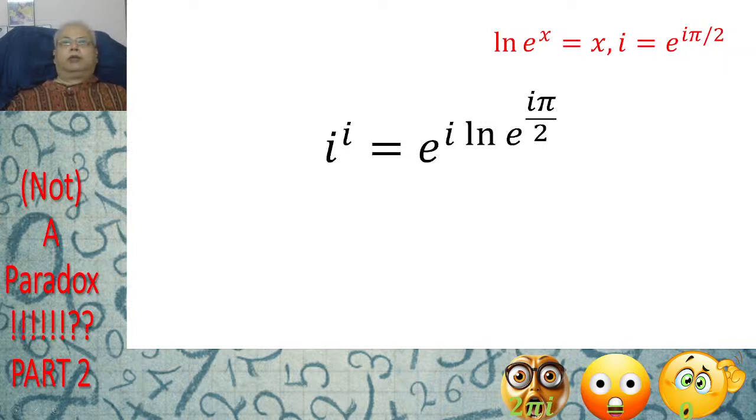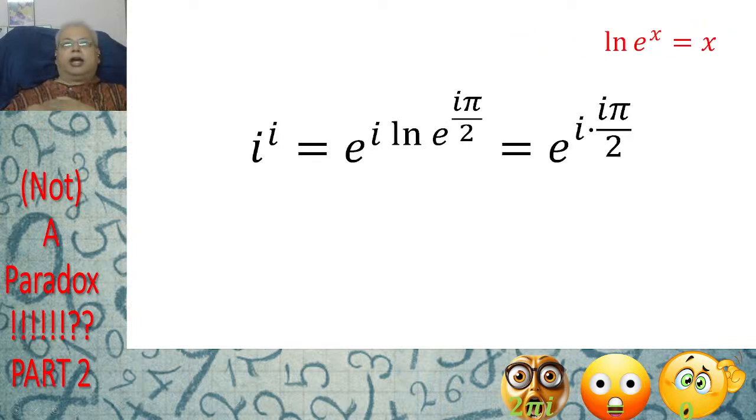Now, left hand side, let us keep it as it is. So that is i to the power i. Right hand side is e to the power i, then log natural of e to the power i pi by 2, because i is equal to e to the power i pi by 2. So log natural i is log natural e to the power i pi by 2. Okay, log natural e to the power x is x, so we will put that in.